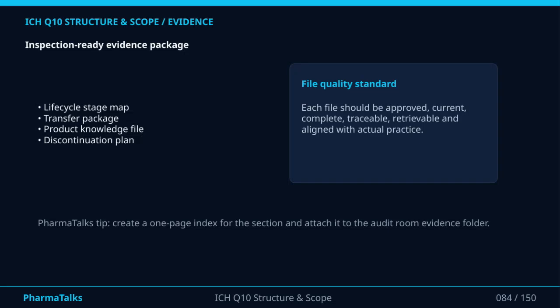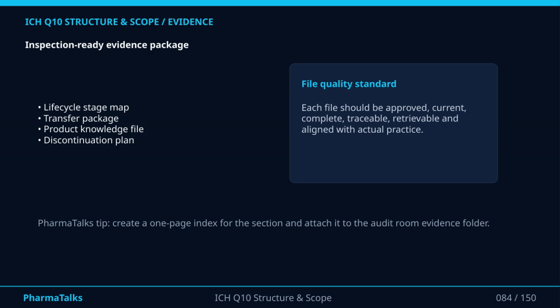Here, we focus on the ICH-Q10 structure and scope, particularly highlighting what constitutes an inspection-ready evidence package. A key component is having a comprehensive lifecycle stage map, which outlines each phase of the product's development and maintenance.